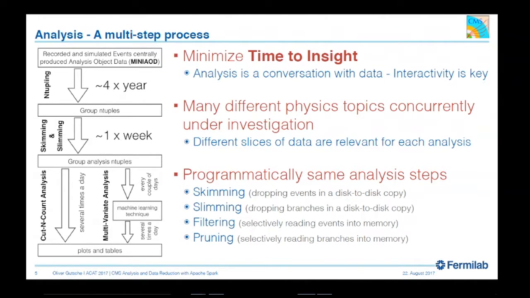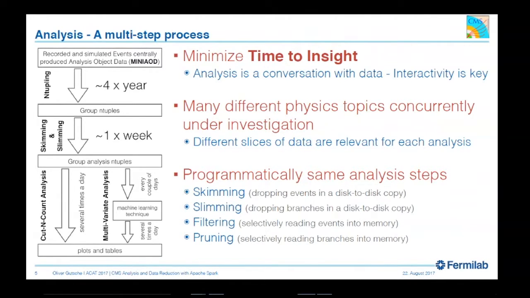There are many different physics topics that are concurrently under investigation in big collaborations. So you have a whole variety of different analyses going on at the same time. And they all look at different slices of data that are relevant for each of these analyses. Different Monte Carlo samples, different trigger samples, all this is going on in parallel. But programmatically, the analyses are usually the same, because they all have the same analysis steps.